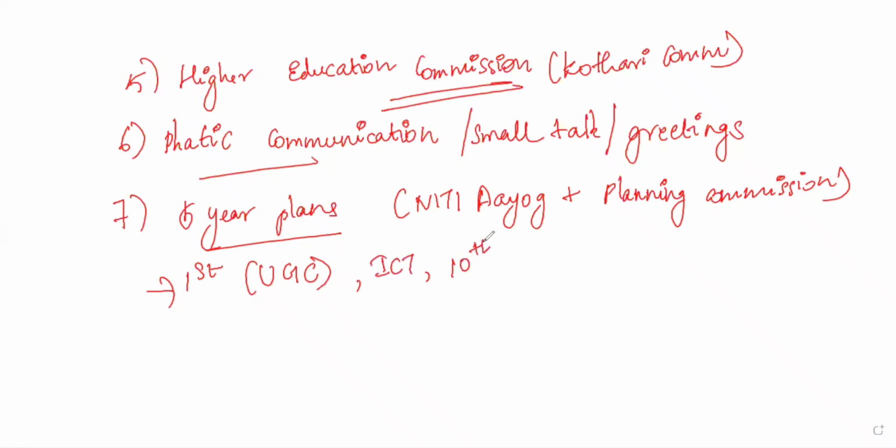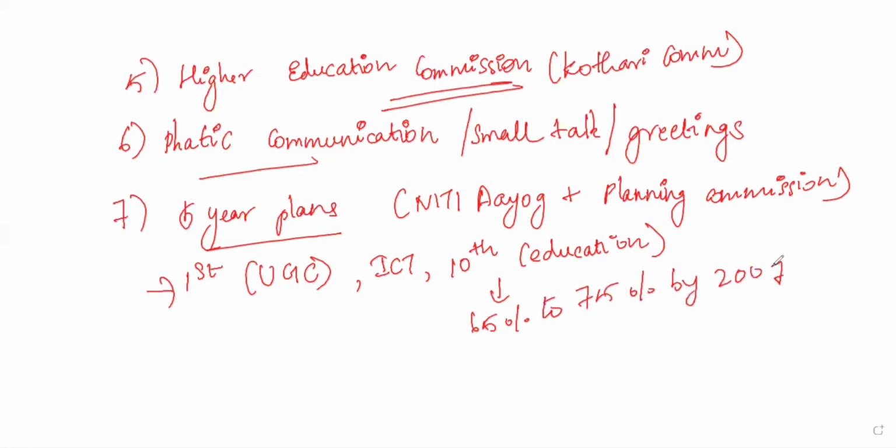The 10th 5-year plan focused on education and improving the literacy rate from 65% to 75% by 2007, and then an increase in employment opportunities. You can read about the 5-year plan thoroughly.